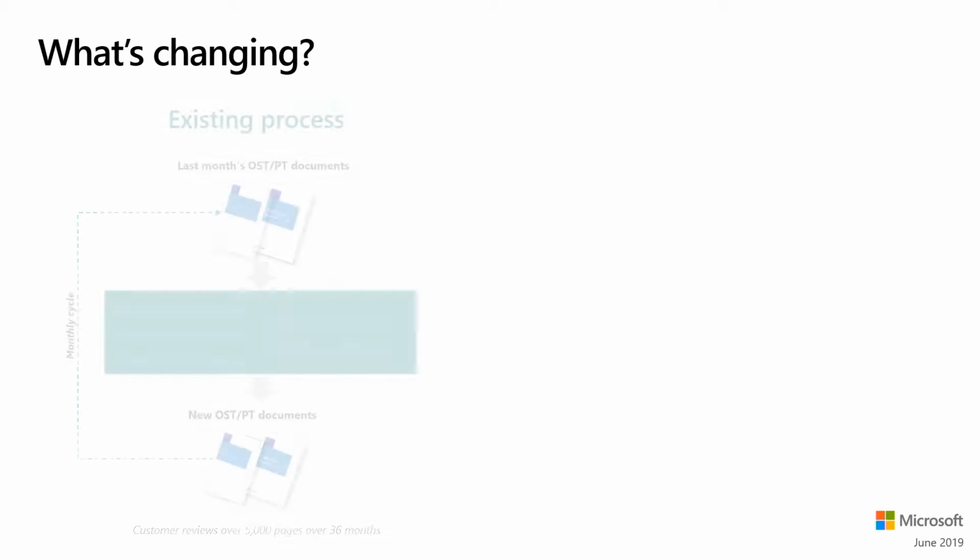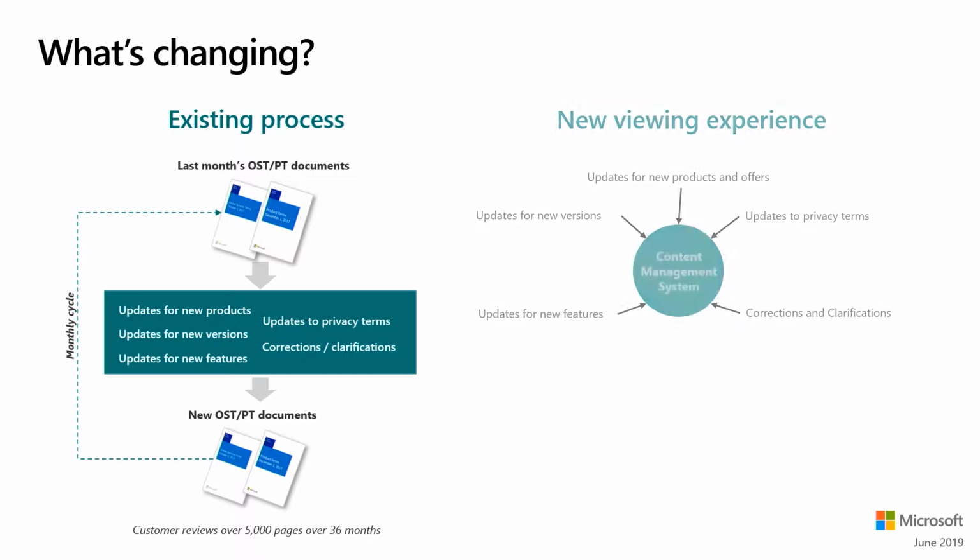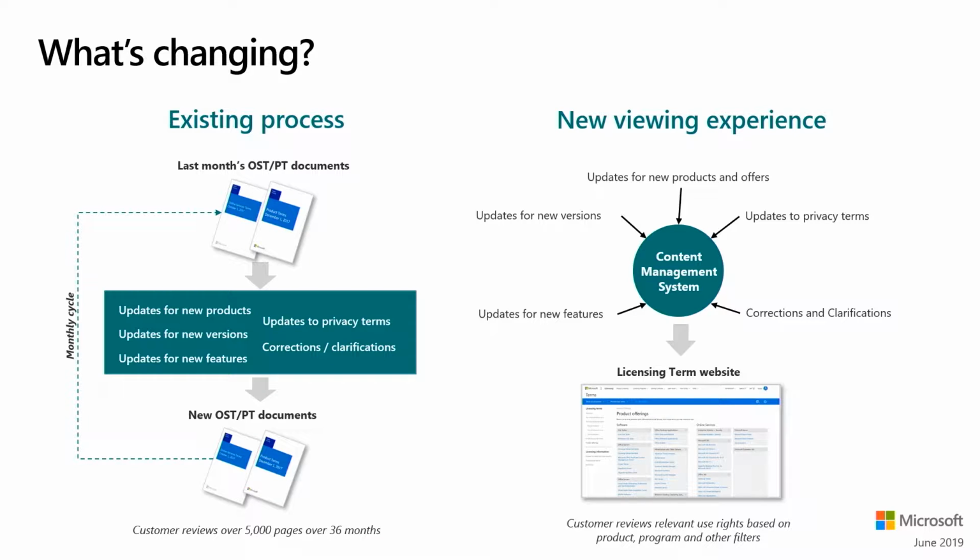So what's going to happen is, rather than me, as a licensing person in a partner or a customer, having to download these documents every month and see what's different, there's a new content management system coming out, and I'll be able to go to the licensing terms website to get information on the products.